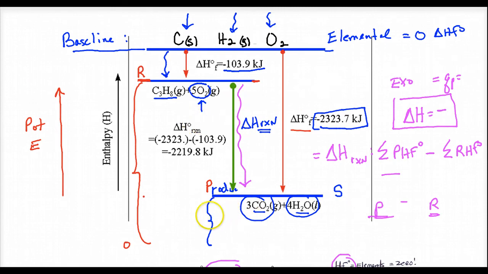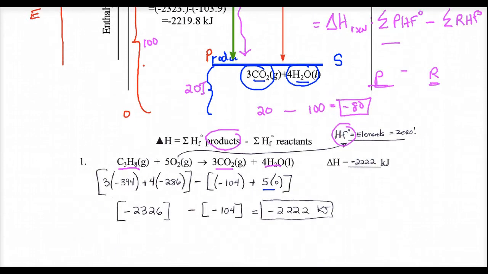So if you want to look at it in terms of potential energy, if you make this 20, let's say kilojoules, or we'll just make it joules, and you look at this as 100, we'll take the potential energy of the products, 20, minus the potential energy of the reactants, 100, and what do we get? Negative 80. So that's the reason why it's products minus reactants. Very important you understand that.